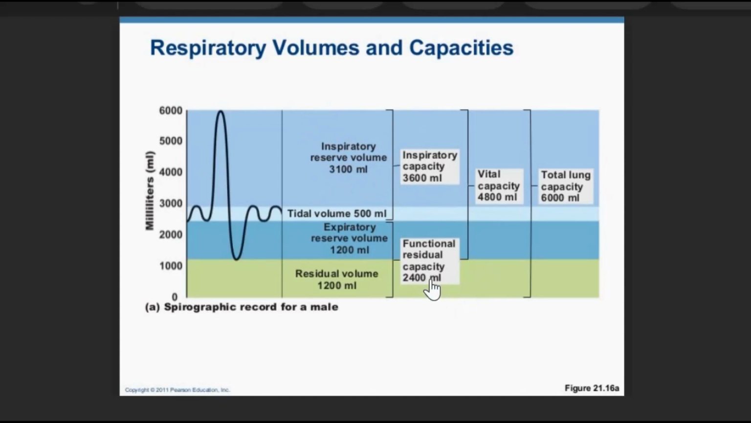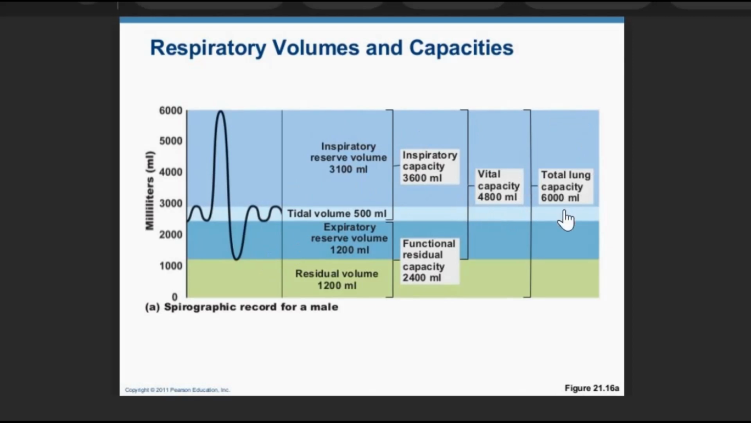Functional residual capacity is the amount of air remaining in the lungs following a normal tidal volume or following a normal respiration. That is expiratory reserve volume plus residual volume. The vital capacity of the lung is the maximum amount of air that can be inhaled or exhaled, or the maximum amount of air that can be exhaled after a maximal inhalation. You obtain vital capacity by adding inspiratory reserve volume plus tidal volume plus expiratory reserve volume. It is approximately around 4.8 liters.